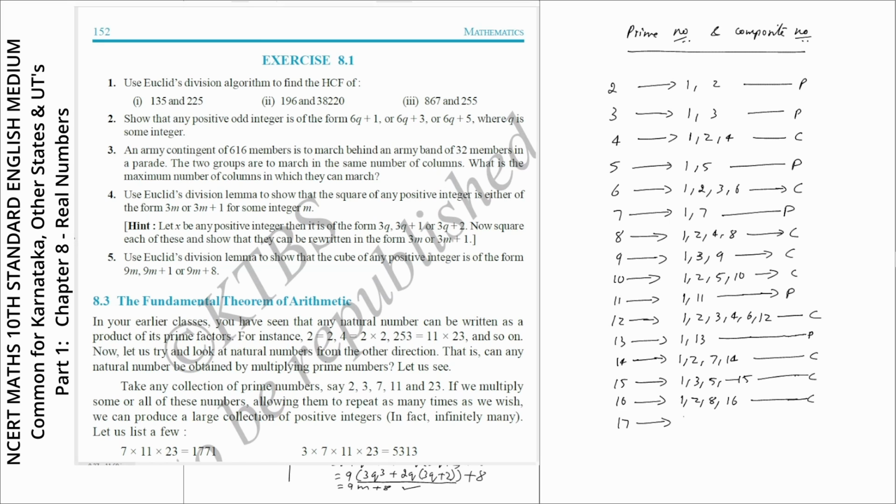What about 17? 17 is a prime number. 1 is a divisor of 17, and no other number except 1 and 17 is a divisor of 17. Therefore 17 is a prime number. All numbers which are divisible by only 1 and itself are prime numbers. The rest are all composite numbers. What about 18? 18 is not a prime number because 1 divides, 2 divides, then 3 divides, then 9 divides, and 18. This is a composite number. What about 19? So 19 is a prime number. So 1 and 19 only are divisors of 19. This is a prime number. So like this you can make a list of prime numbers and composite numbers.